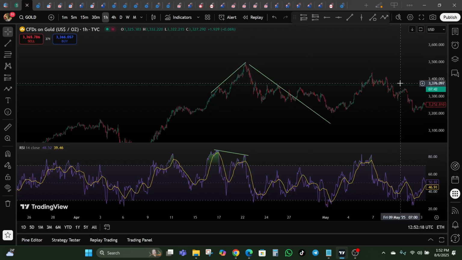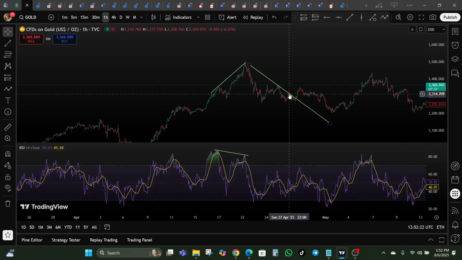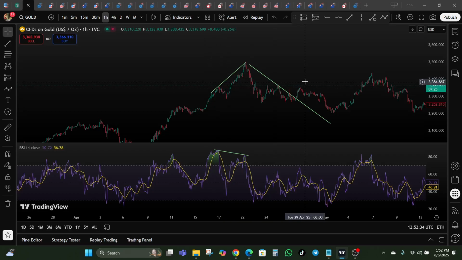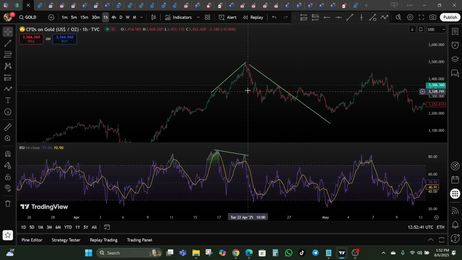Then once you have done that, you mark the divergence zone. You draw a trend line connecting the RSI points, and you draw a trend line connecting the price points as well. After doing that, you look out for confirmation.